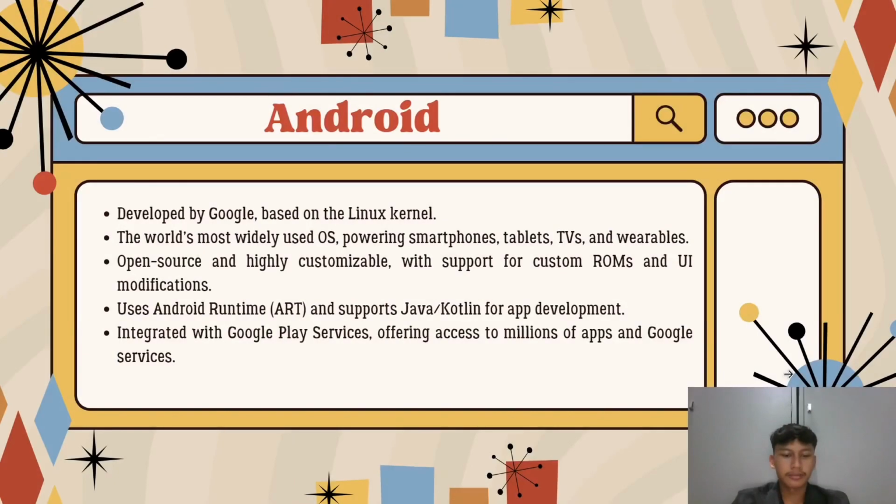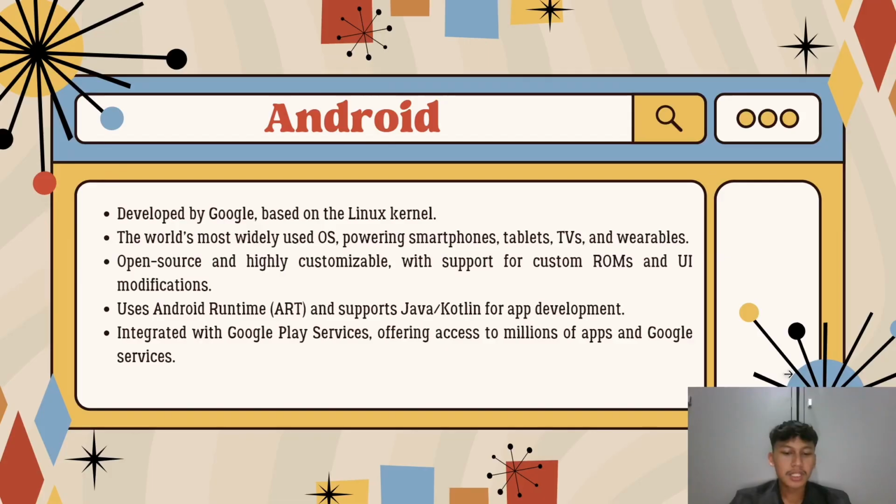Let's talk about Android. Firstly, Android is an operating system developed by Google, and it is based on the Linux kernel. It is currently the most widely used operating system in the world, powering millions of smartphones, tablets, smart TVs, smartwatches, and even automotive systems. Unlike HarmonyOS, which is limited to Huawei devices, Android is an open source operating system used by multiple manufacturers such as Samsung, Xiaomi, OnePlus, Oppo, and also Google Pixel.